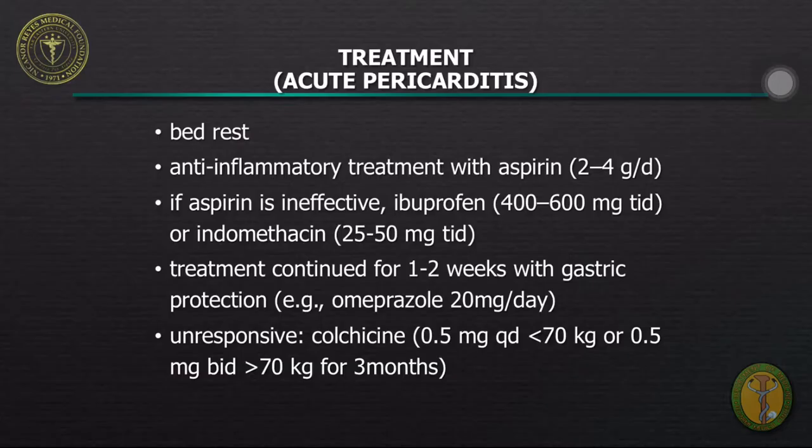There is no specific treatment for pericarditis. Bed rest and anti-inflammatory treatment with aspirin, ibuprofen, or indomethacin can be administered. If the patient is unresponsive to the above medications, colchicine may be tried for 3 months.